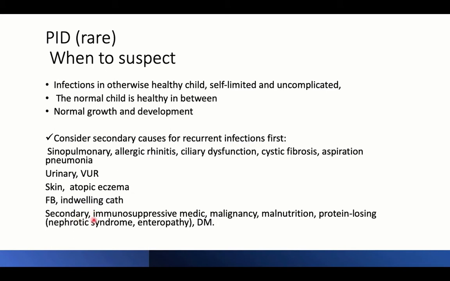So also the use of secondary immune suppressive medications, secondary to malignancy, to malnutrition, to protein losing enteropathy, or protein loss in case of nephrotic syndrome, secondary to diabetes mellitus, especially uncontrolled diabetes mellitus. All these can present with secondary immune deficiency.